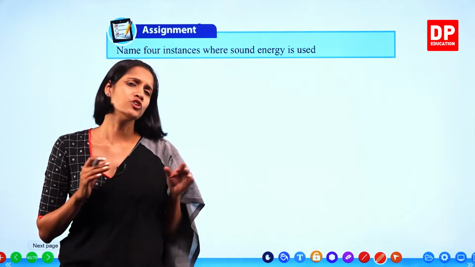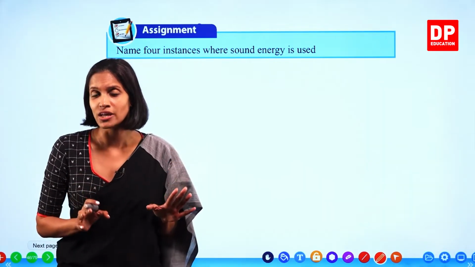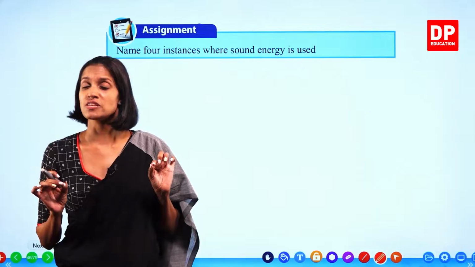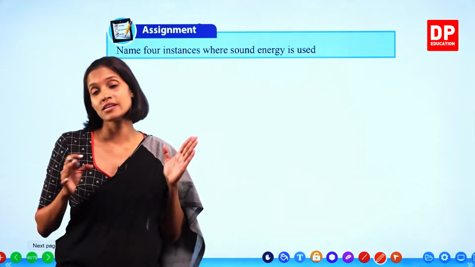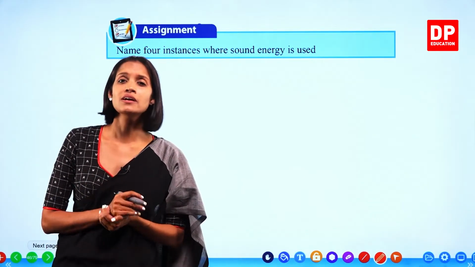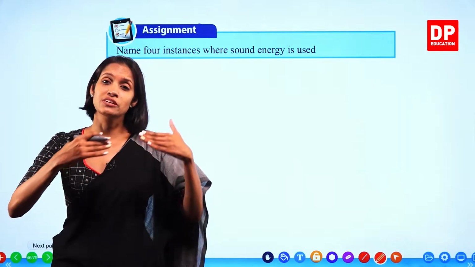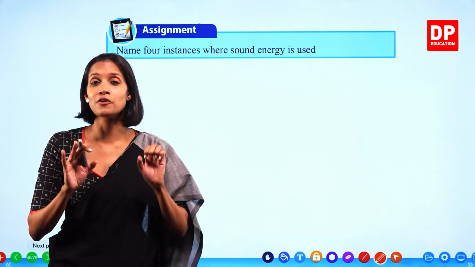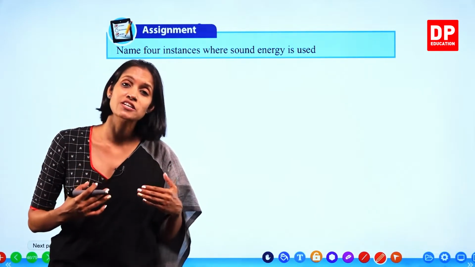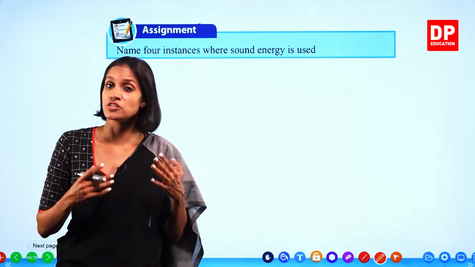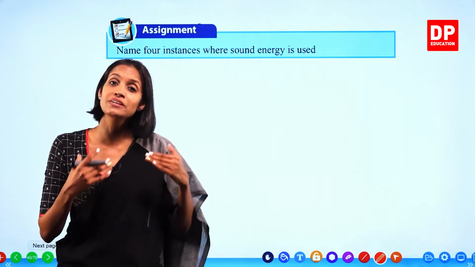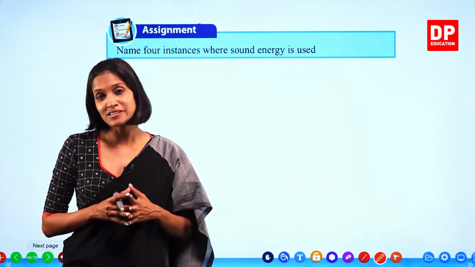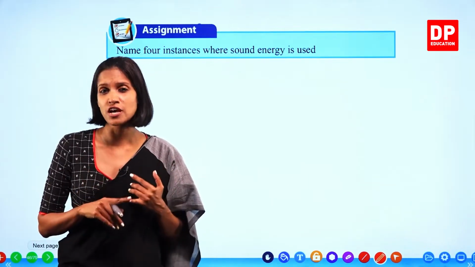Right, children? Not only that, do you know that using music, we can treat patients, and this is known as musical therapy. Right, children? Calm music, like classical music, has a special power to calm down patients. So patients like heart patients and patients with high blood pressure can be treated with this musical therapy. Right, children? So that is another use of sound.